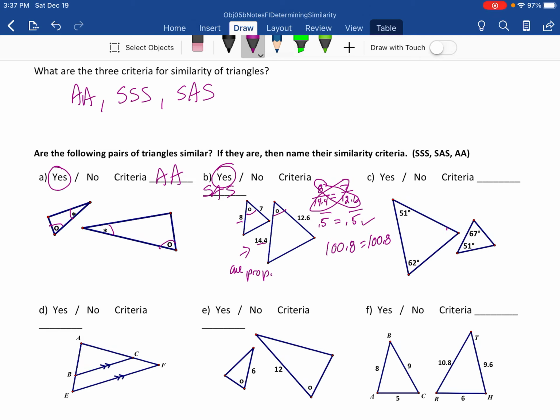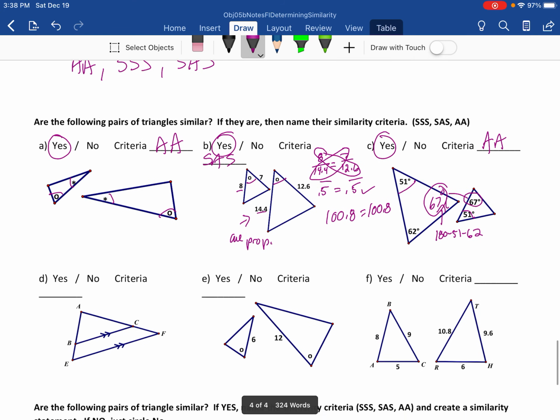Next one, the problem with this one is we have one angle and one angle, but we don't have that third angle. So I'm just going to do 180 minus 51 minus 62, and I have 67 degrees. Just knowing that, I know this is 67 and this one is 67. So this is going to be yes by angle-angle. So sometimes you're going to have to solve for an angle.